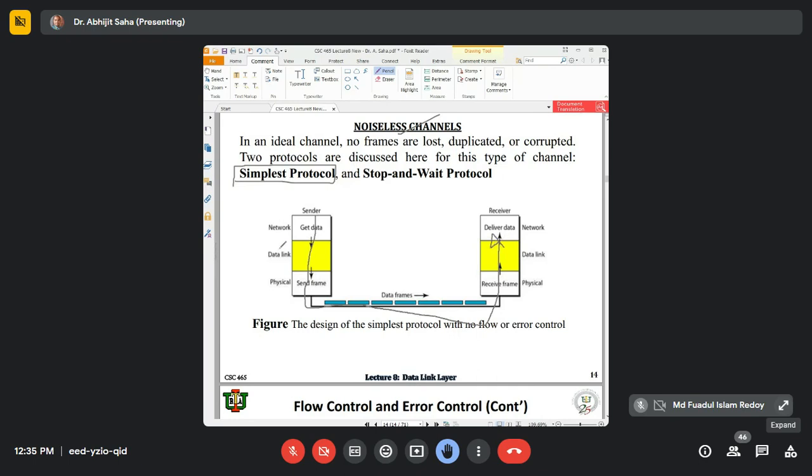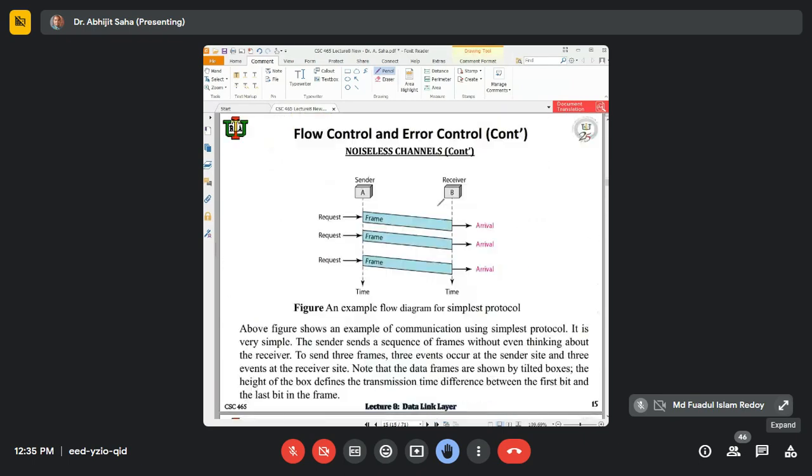It's going to create an event and send a frame. And after a certain time, it's going to create another event and send another frame, something like that. So that is actually shown in this example figure.